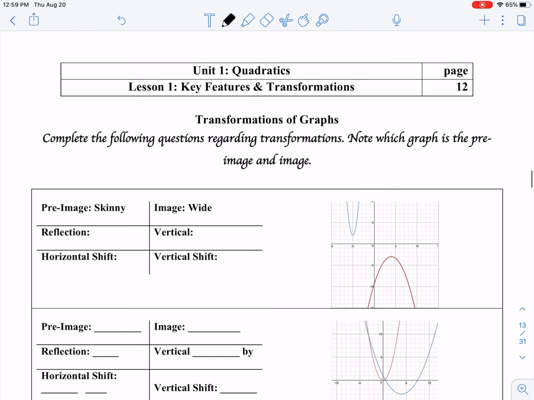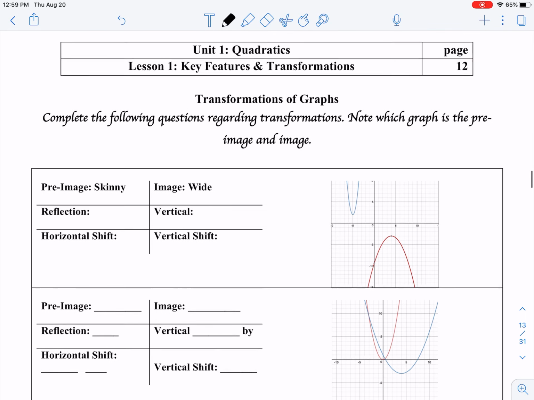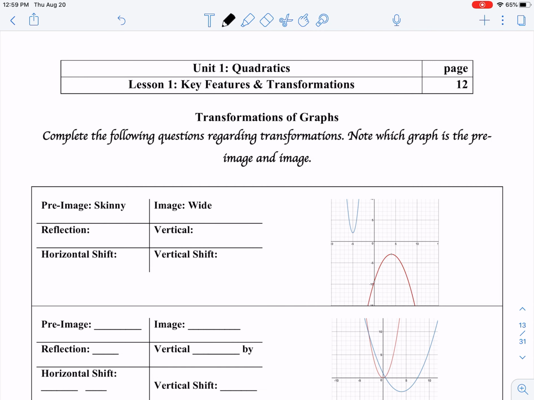So on page 12, we'll go over a few examples. Now, to start with, I need to talk about some more vocabulary terms. Your pre-image is what comes first, or before the transformation. Your image comes second.